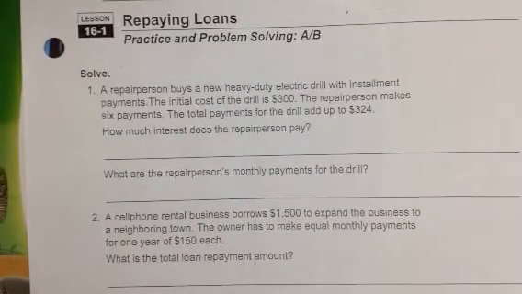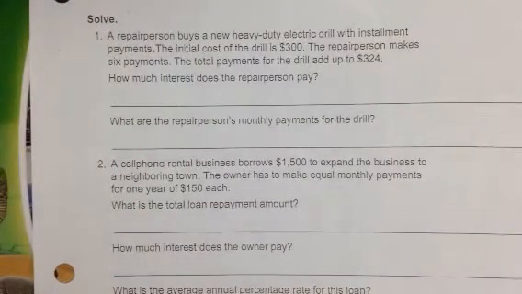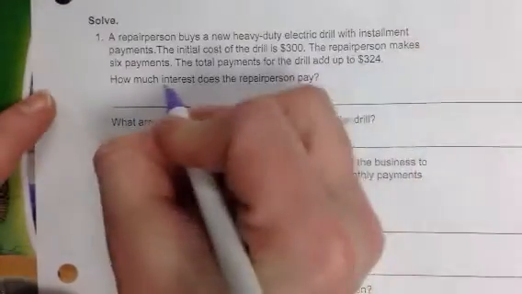This is a guided practice for repaying loans. Number 1, a repair person buys a new heavy-duty electric drill with installment payments. The initial cost of the drill is $300. The repair person makes 6 payments. The total payments for the drill add up to be $324. How much interest did the repair person pay?